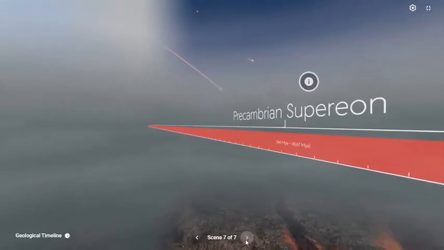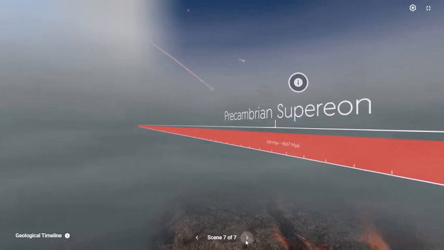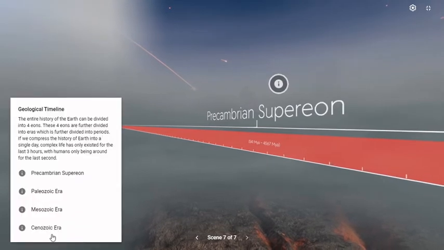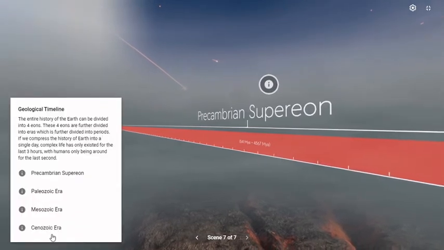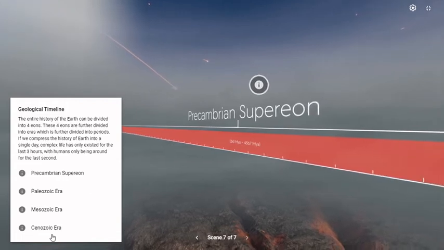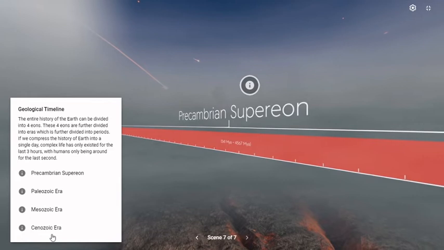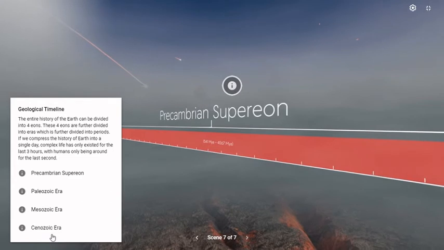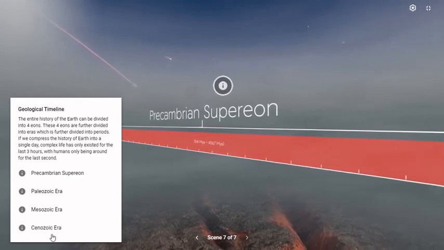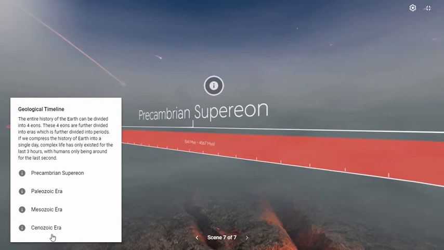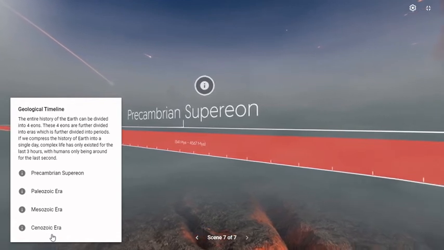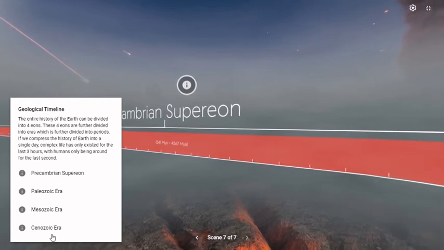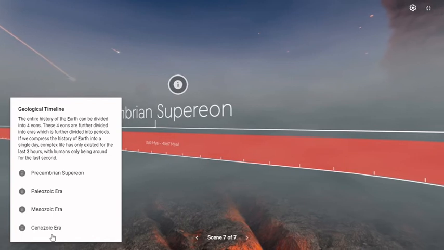Well, we have reached the final part of our virtual tour, and we are going to see the geological timeline. The entire history of the Earth can be divided into 4 eons. These 4 eons are further divided into eras, which are further divided into periods. If we compress the history of Earth into a single day, complex life has only existed for the last 3 hours, with humans only being around for the last second. Can you imagine that, guys?